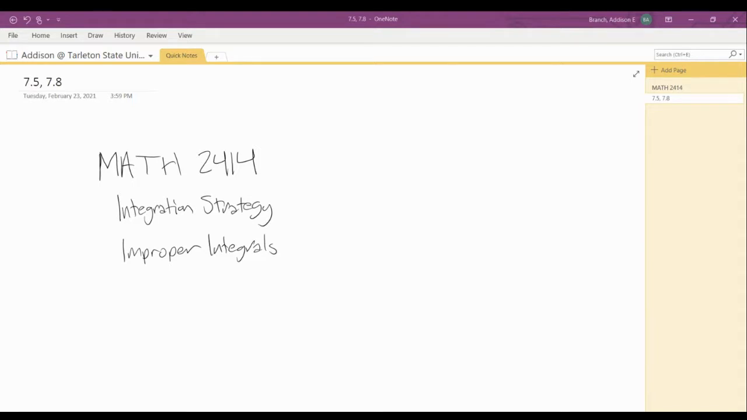I know it's been a couple weeks, but this week we're going to cover section 7.5, which is integration strategies, and section 7.8, which is improper integrals. So let's go ahead and get started.